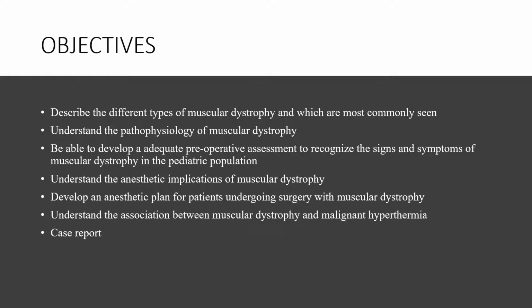So for our objectives, we'll be discussing the implications and working through the disorder by understanding the causes and what we could do as providers to recognize the signs and symptoms in patients that have not yet been diagnosed. We'll discuss the pathophysiology, how the disease will affect our anesthetic plan, and some of the controversies associated with developing an anesthetic plan for children with the disorder. At the end of the presentation, we will discuss a case report related to an undiagnosed case of Duchenne's muscular dystrophy in a pediatric patient undergoing surgery.